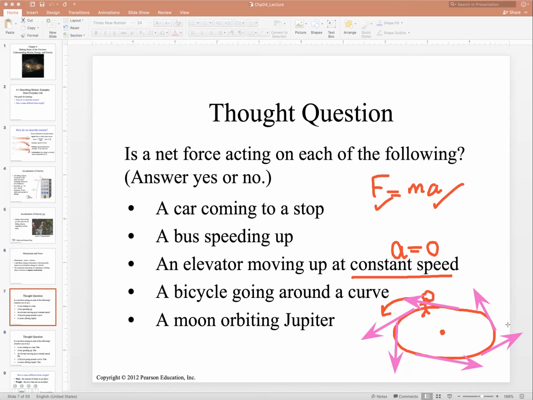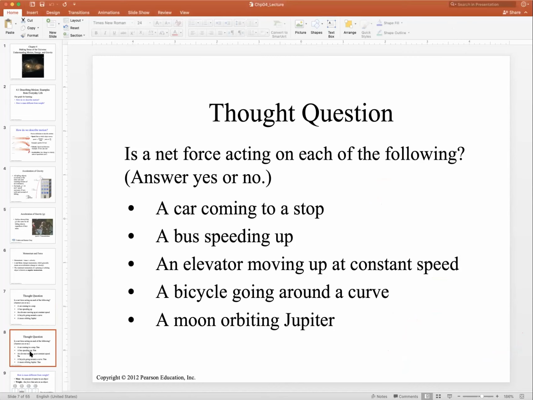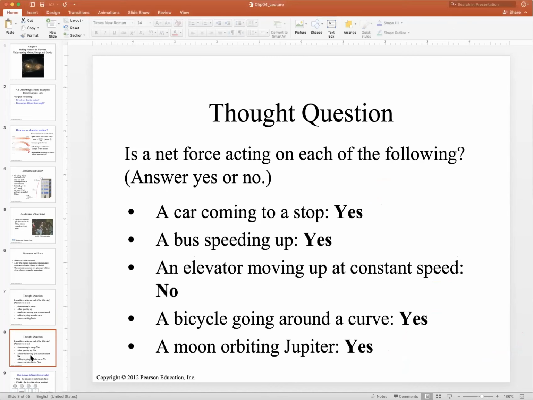Remember, you have acceleration if something happens to velocity, either its magnitude or its direction. So tell me, the direction is changing here, right? That means that you have acceleration. If you have acceleration, you have force. A moon orbiting Jupiter. This is the same concept. So let's take a look at the answers. Yes, yes, no, yes, yes. Okay, that's exactly what we thought.